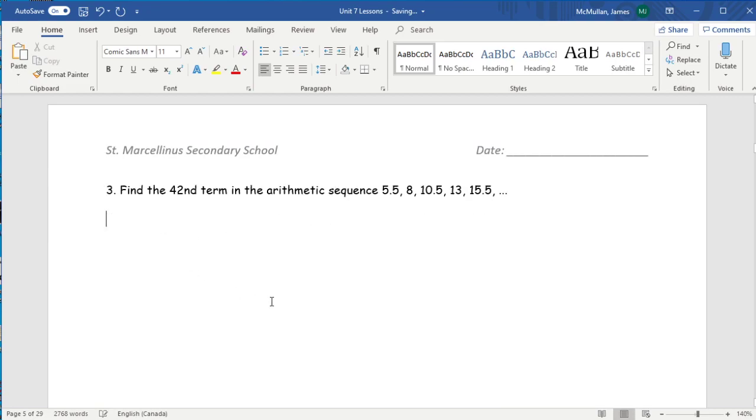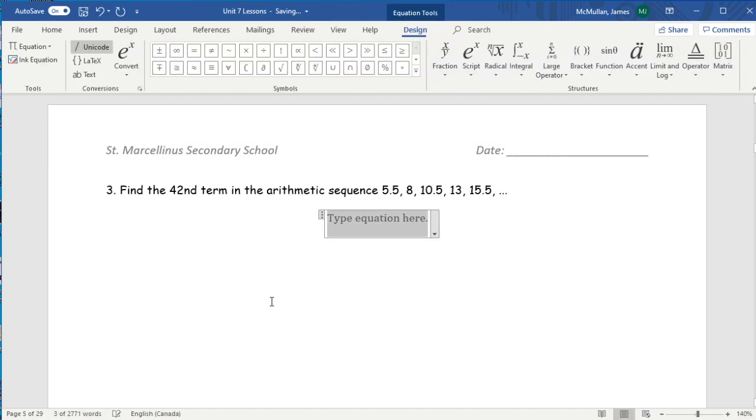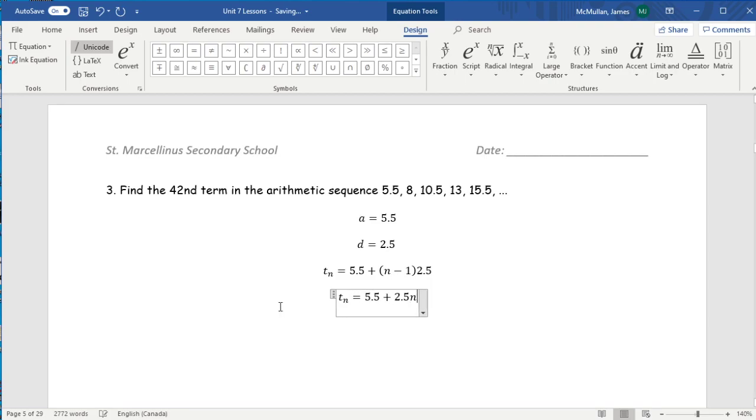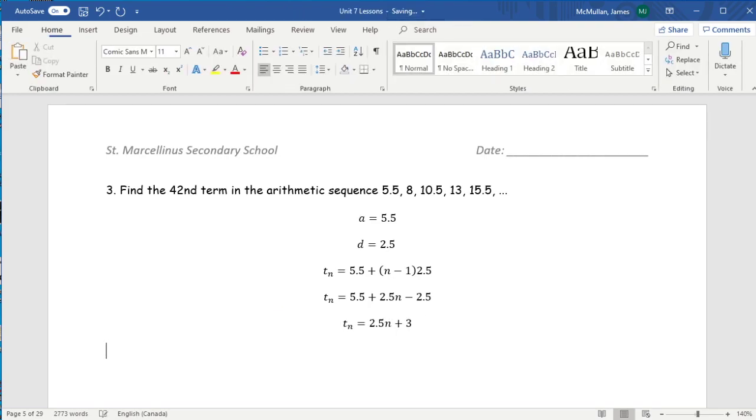Okay, find the 42nd term of the arithmetic sequence. Let's start with a is 5.5, d is 2.5, because you have to add 2.5 every time to go up to the next term. Therefore, Tn is equal to 5.5 plus n minus 1 times 2.5. We can expand this a little: 5.5 plus 2.5n minus 2.5, get rid of the bracket, and we get 2.5n plus 3. That's the general term.